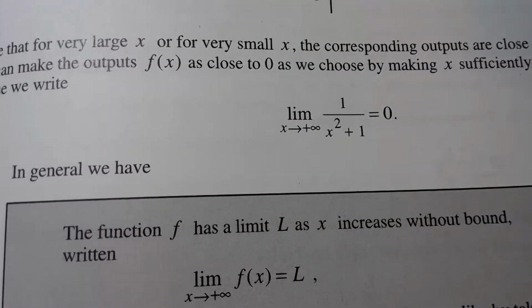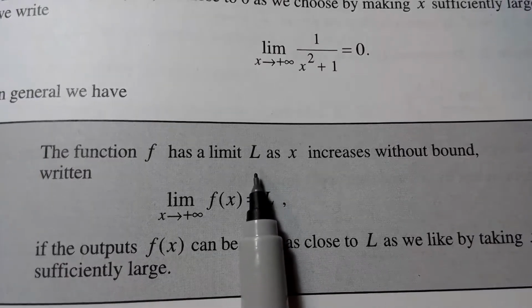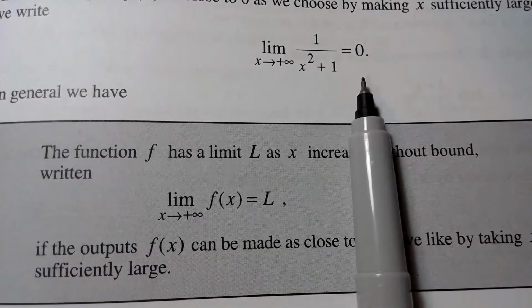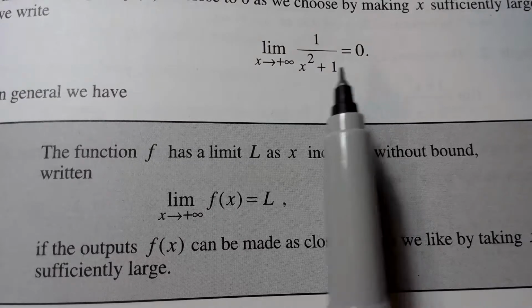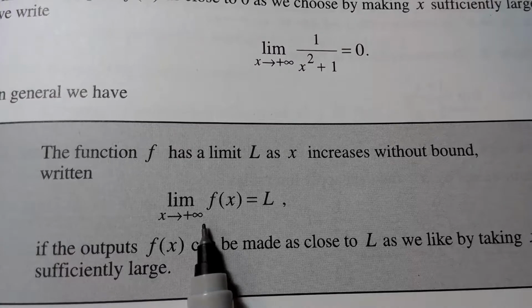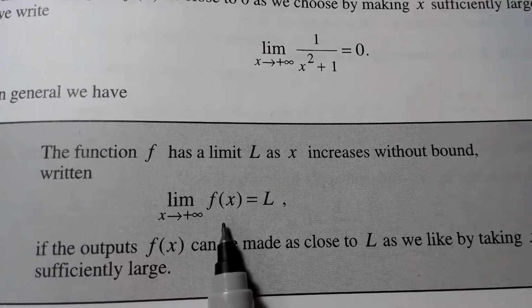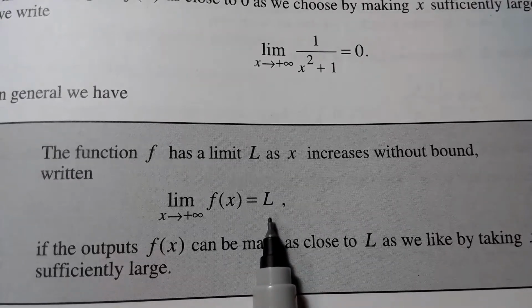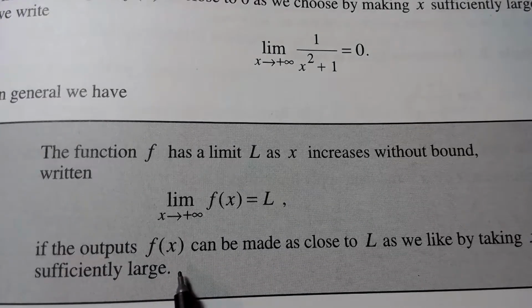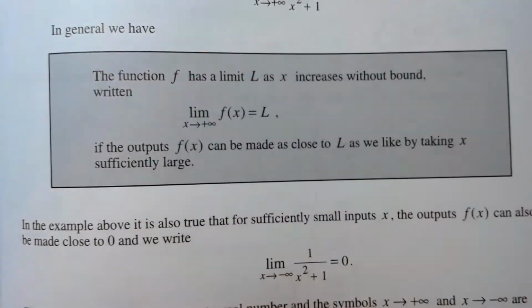So, formal definition on the same page in the little gray box. A function has a limit L, which is just some number, like we had 0 above. Okay, that was the limit, it's a number. As x increases without bound, or as x is approaching infinity, we write the limit as x approaches infinity, and by the way, it could be plus or minus, of the function is equal to that number. Okay, if the outputs f of x can be made as close to that limit as we like by taking x sufficiently large.